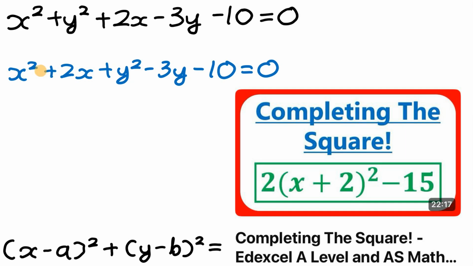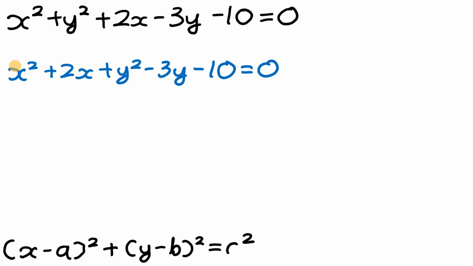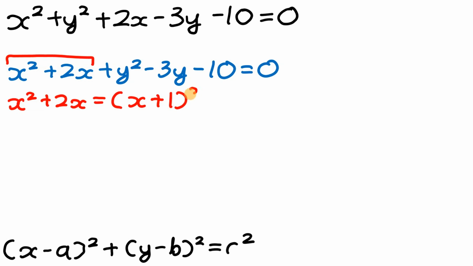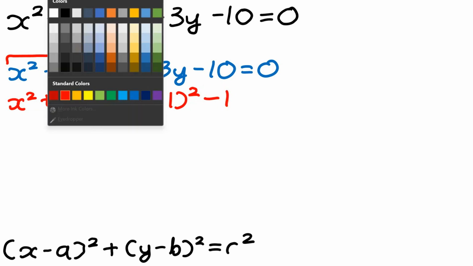We need to do it individually for the x terms and the y terms. So let's start with the x terms. So let's do it for this x squared plus 2x here. Remember how we complete the square, okay? So we get rid of this power of 2 here, so it's just x, and then we half this number here, so here it's plus 2, so we're going to half it to plus 1 like this here, and then we're going to square it, and then we're going to minus the square of this number here. So this is 1, so 1 squared is just 1, so we're going to minus 1 like this here, okay?